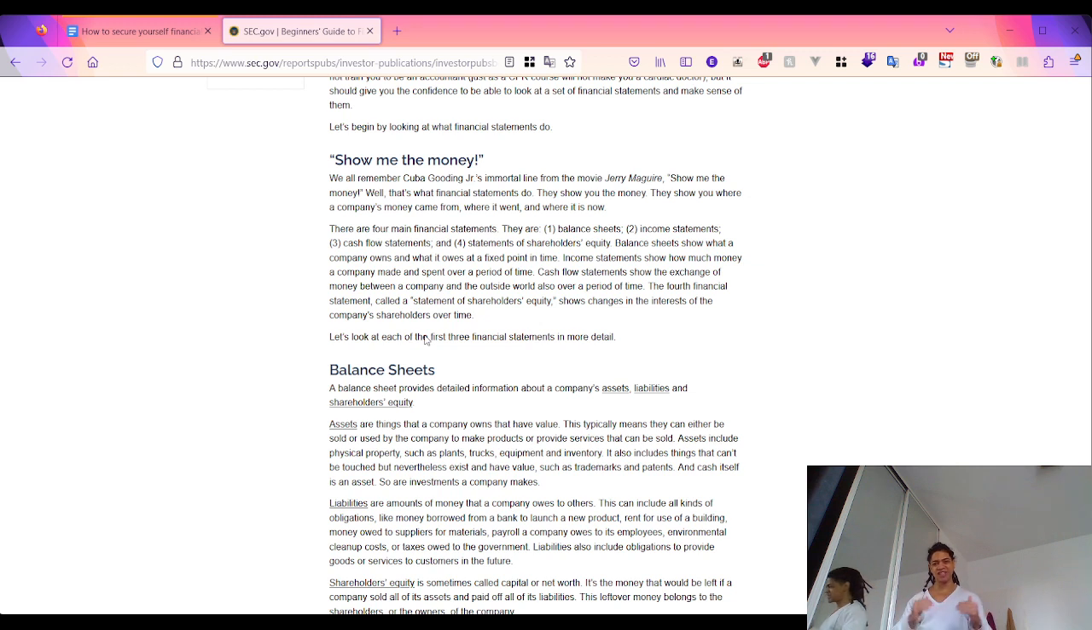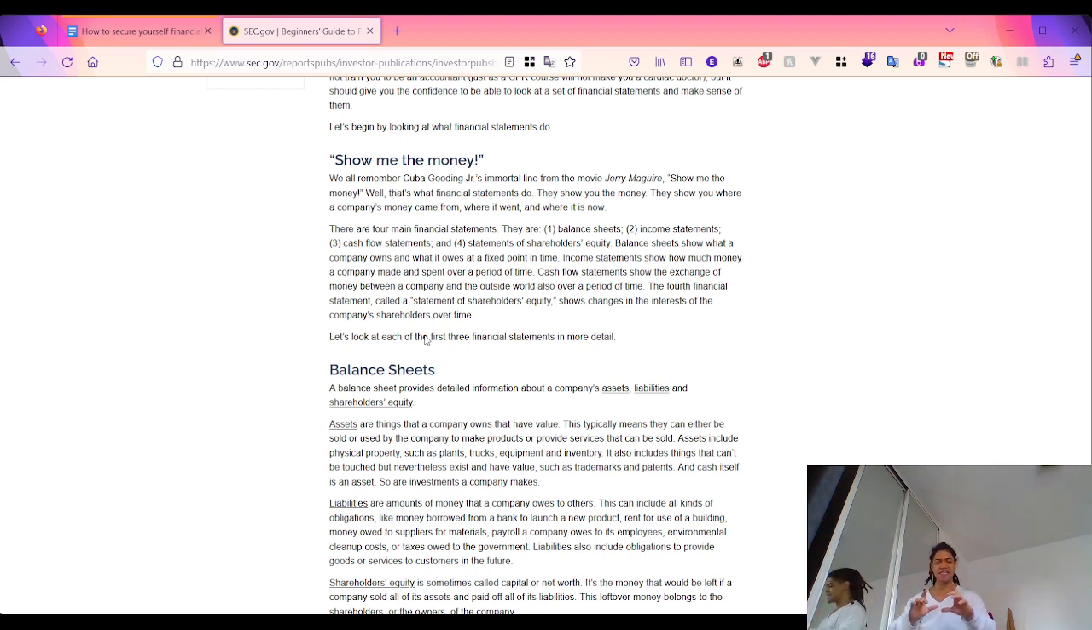And ultimately, we have the shareholders' equity, which shows the amount of money that the owners have put in, plus or minus the earnings from its inception.